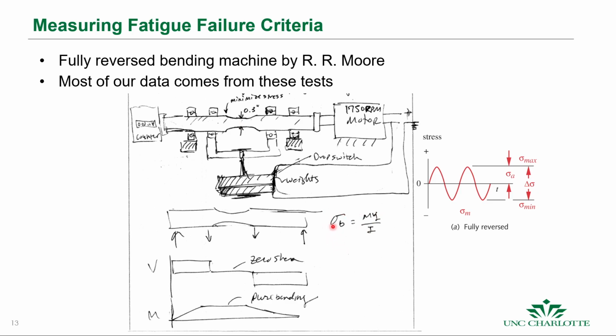So what happens is it's spun up, it's loaded, and then when the shaft breaks, there's a drop switch. This disconnects and cuts off the motor and stops the count.